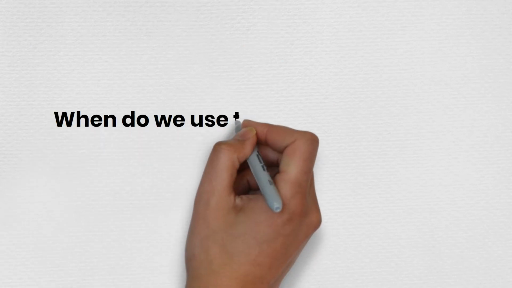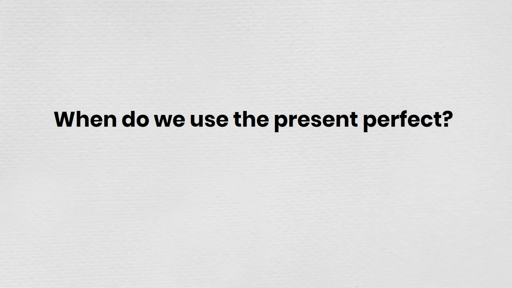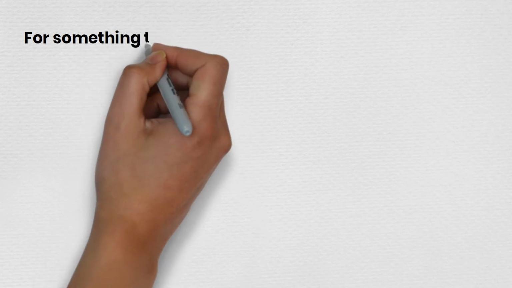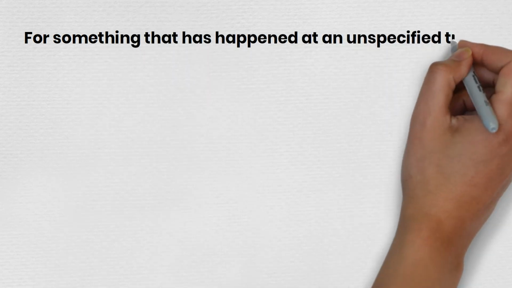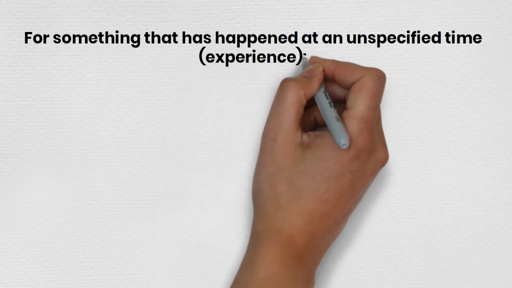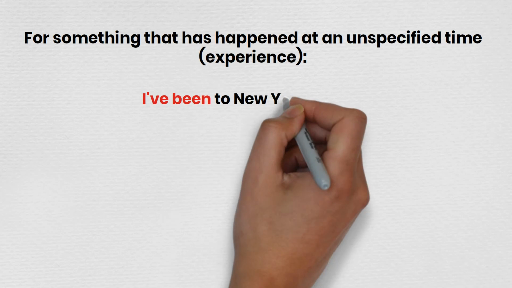When do we use the present perfect? For something that has happened at an unspecified time. I've been to New York City.